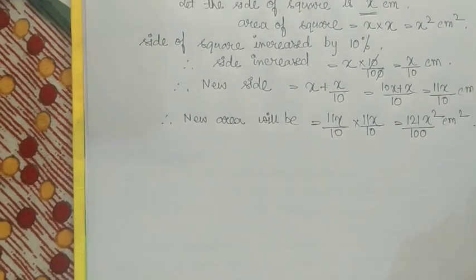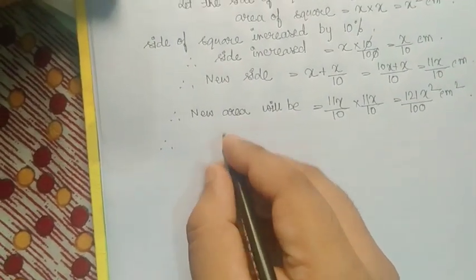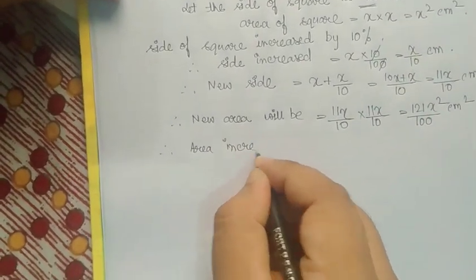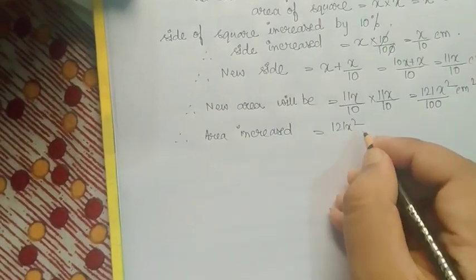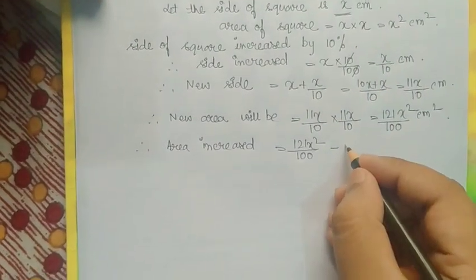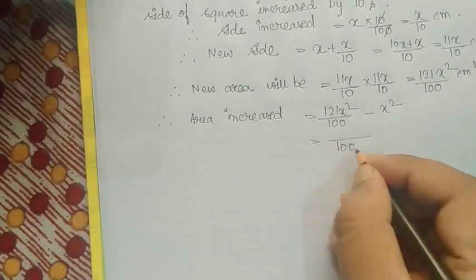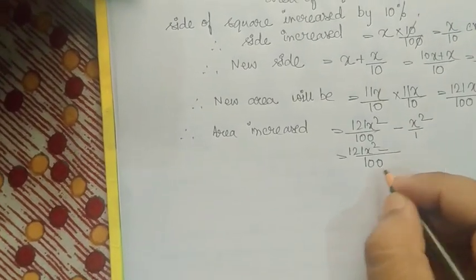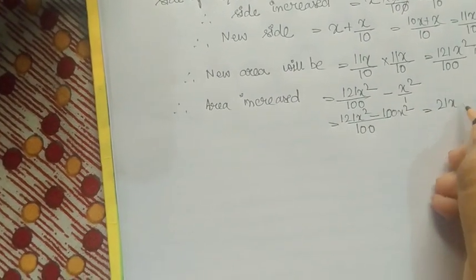Now we're going to find what area is increased. So area increased, this is the new area and the previous area is x square, so 121 x square by 100 minus x square, LCM should be 100, so 121 x square minus 1 into 100, 100 x square, so 121 x square minus 100 x square, 21 x square by 100.